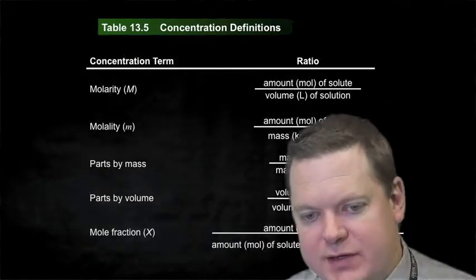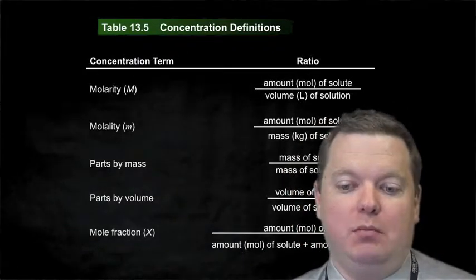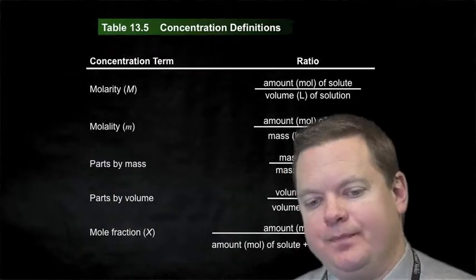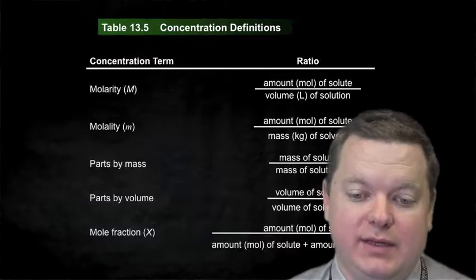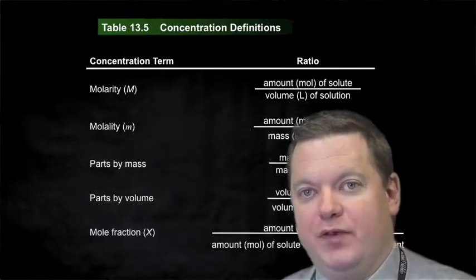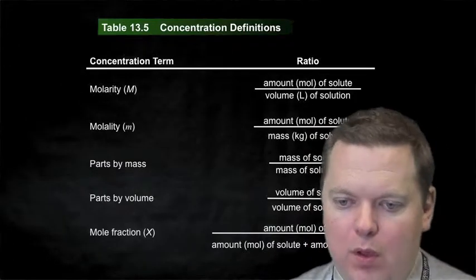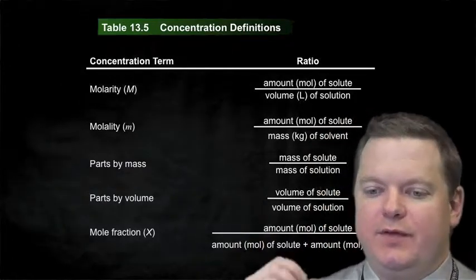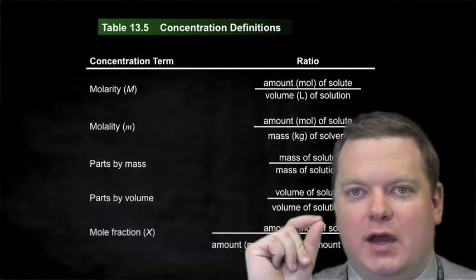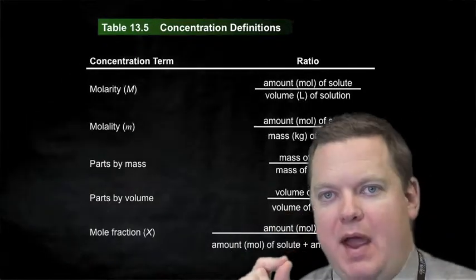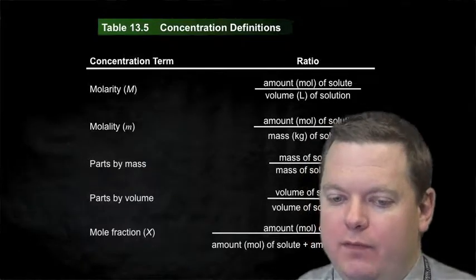But the most common is this molarity, capital M, which is the moles of the solute per liter of the entire solution, as opposed to molality, little m, which is the moles of solute per kilogram of solvent. Right, notice those two are slightly different. The molarity is the entire solution. The molality is only the mass in kilograms of the solvent.